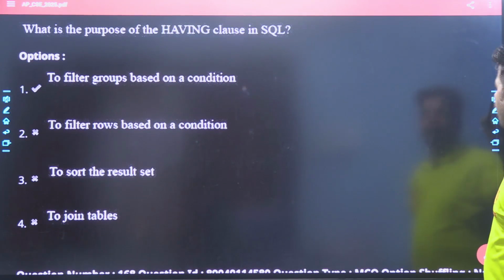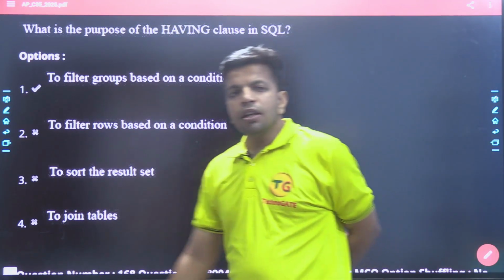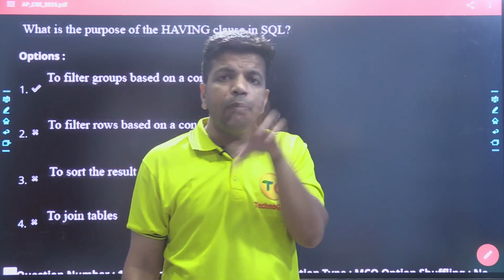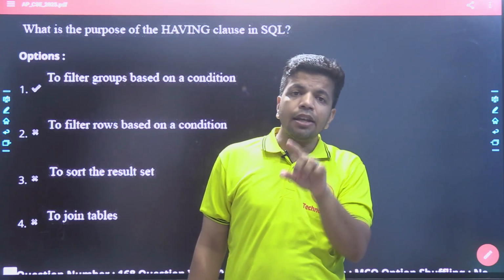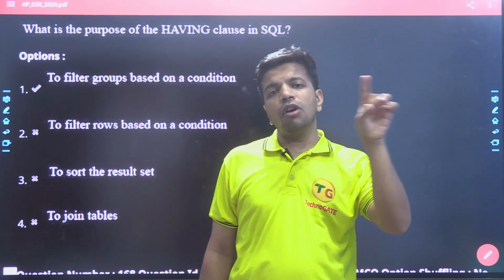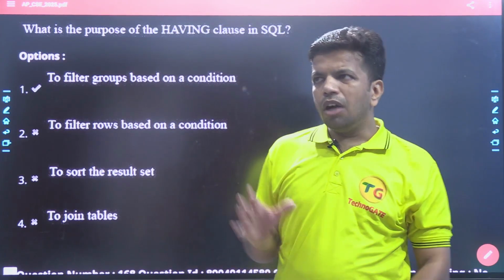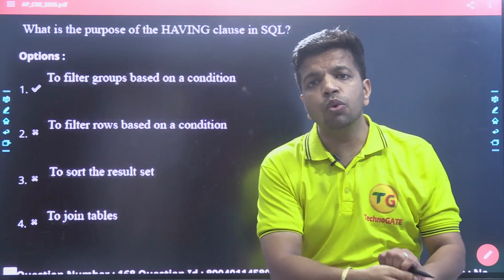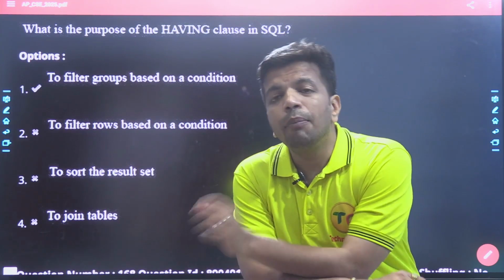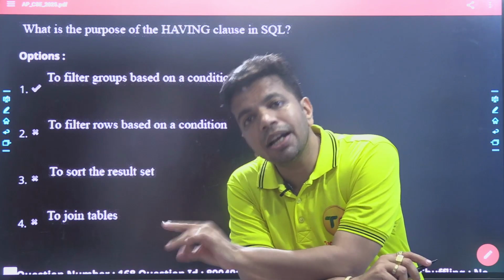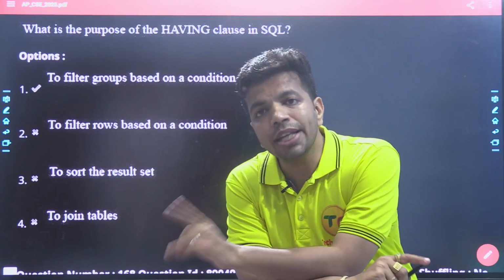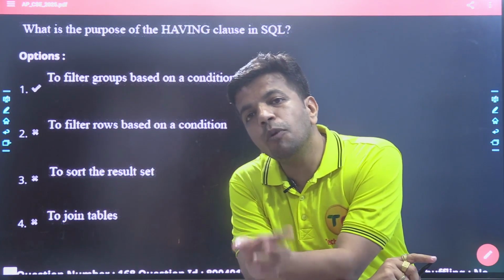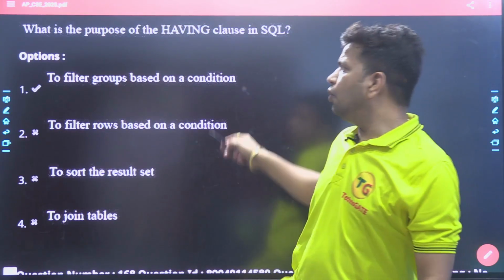What is the purpose of the HAVING clause in SQL? If you need to apply a certain condition over grouped data, you need to write that condition with HAVING in place of WHERE. By default, whenever there is a condition used to filter the rows, we write it in a WHERE clause. But whenever an aggregate function comes in a condition, in place of WHERE we use HAVING. What is the reason behind that? Because that condition is performed on grouped data. So you can go with answer number 1.